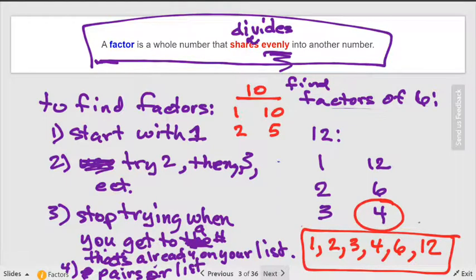Will 4 divide evenly into 10? Nope, so don't put it on your list. Will 5 divide evenly into 10? Yes, but I don't need to write it down. Why? Because it's already there. All right? Do you see how much easier that is than the factor tree?